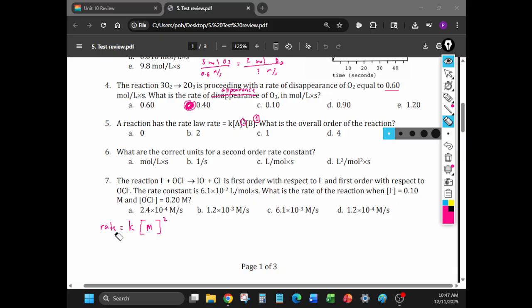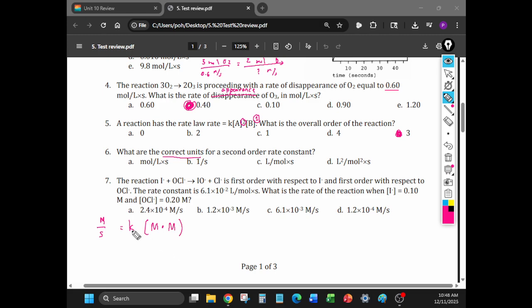What's the unit of measurement for rate? Yeah, molarity per second, right? So molarity per second. All right, so we're just working with the units of measurement here because it's just asking for the units. So molarity squared is the same thing as molarity times molarity. So just so that we can see it a little better, I'm going to expand it out.